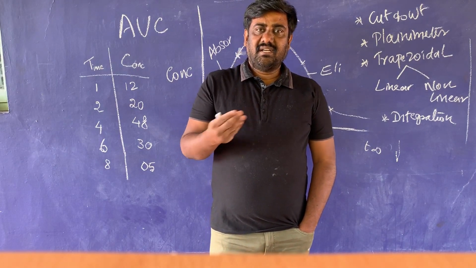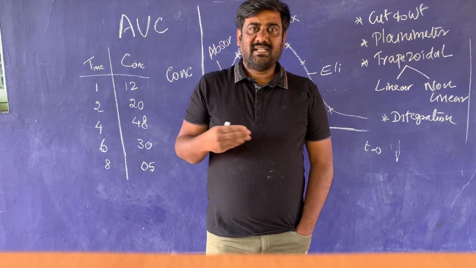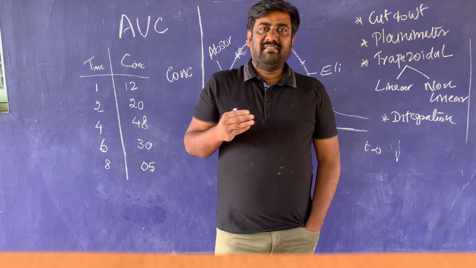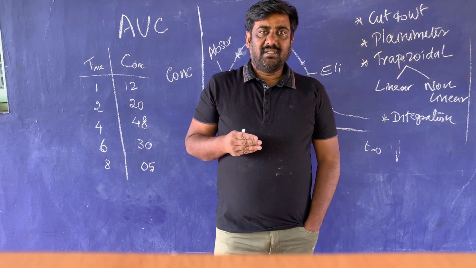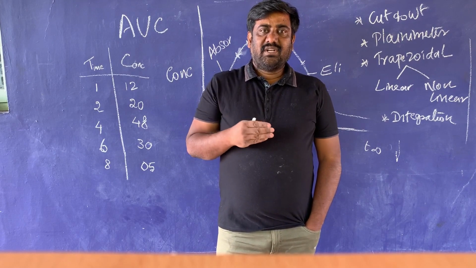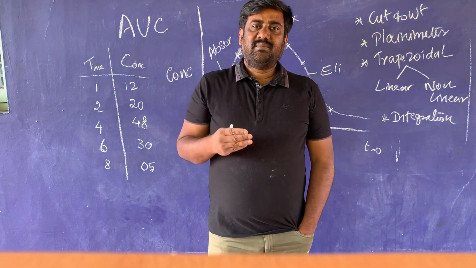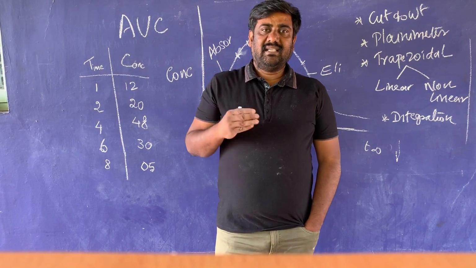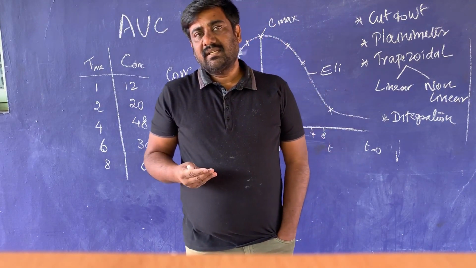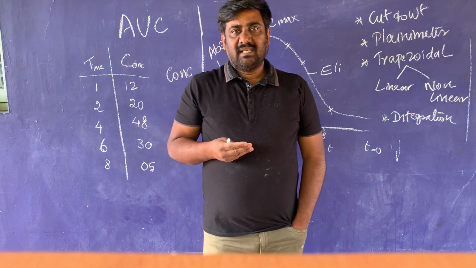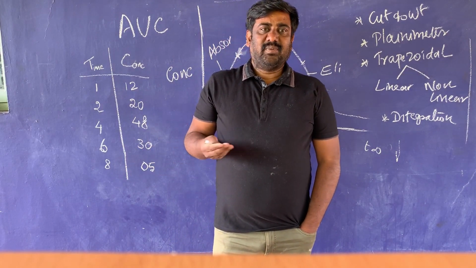Then the blood is centrifuged to separate plasma and serum. Mostly, the drug will be bound in the plasma protein. So, that plasma protein is separated, and that plasma protein available drug is measured by any one of the analytical techniques, by UV, HPLC or HPTLC method.